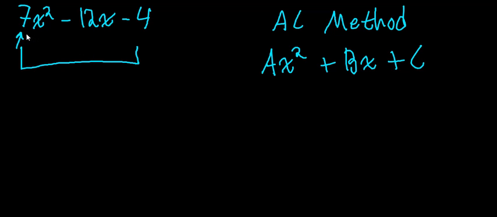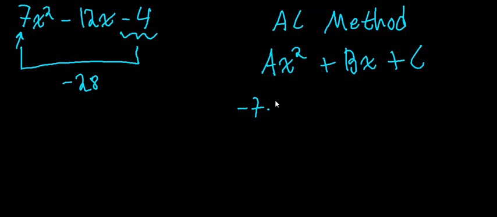So here we're going to be multiplying 7 times negative 4 to get negative 28. And once we do that, we're going to ask the question, okay, what factors of negative 28 add up to negative 12? Well, let's write down some factors of negative 28.